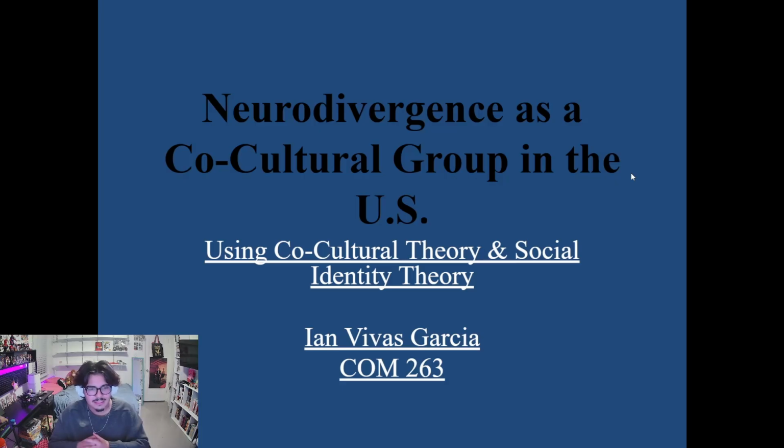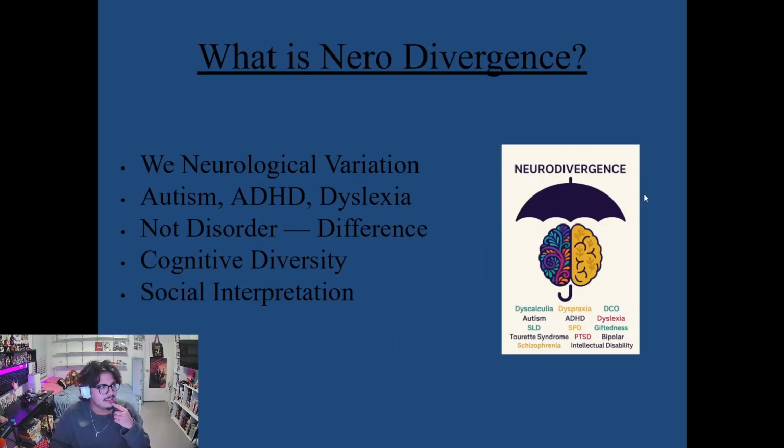So today I will examine neurodivergence as a co-cultural group within the United States. First, I'll go into what neurodivergence is. Then I'll apply co-cultural theory and social identity theory to analyze how these neurodivergent individuals navigate communication norms. And then we're going to look at my MIT source. So let's get into it.